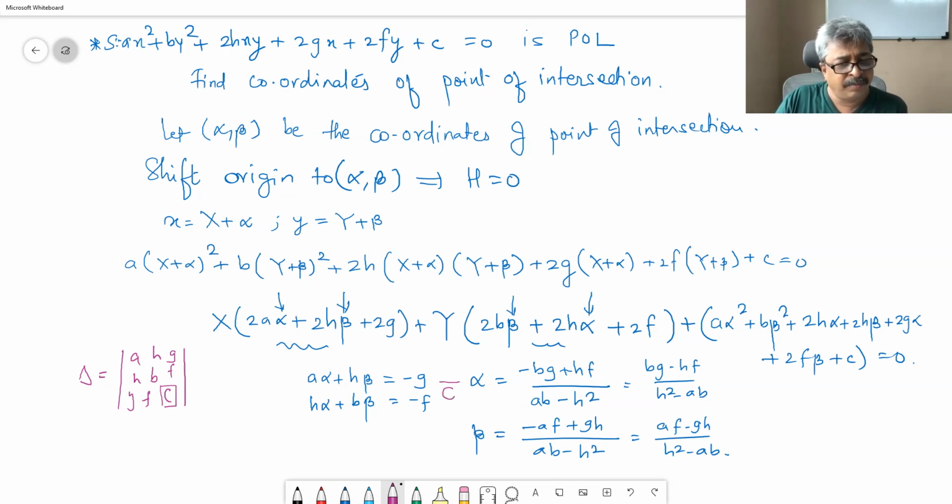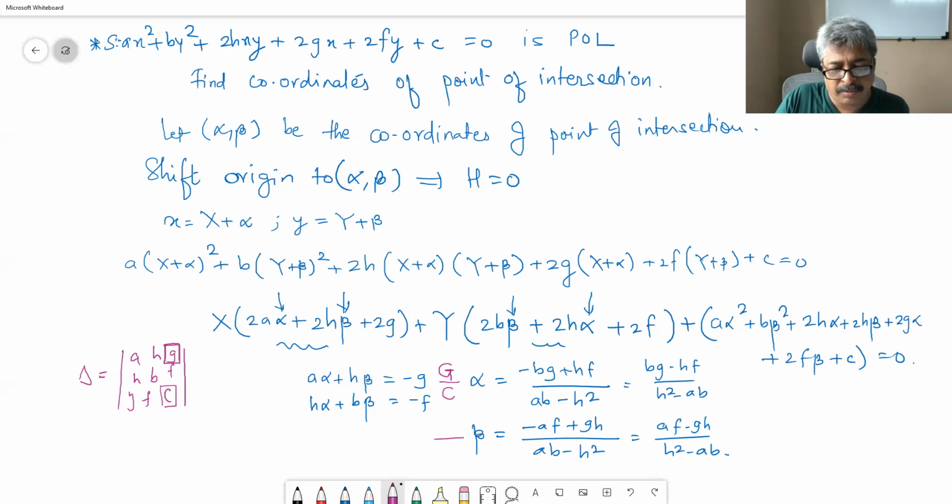Then BG minus HF is a cofactor of, what is the cofactor of G? This is the 1 3 position, so again positive, and the cofactor is HF minus BG. So the cofactor here you can write as capital G, the cofactor of small g.